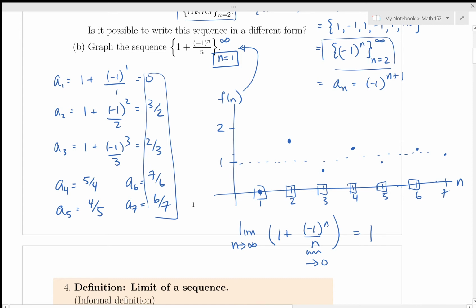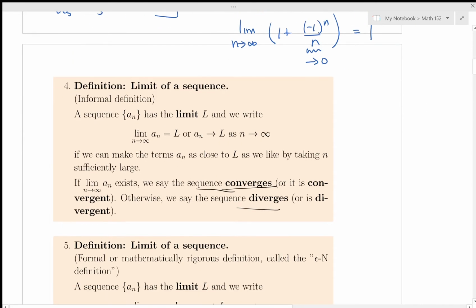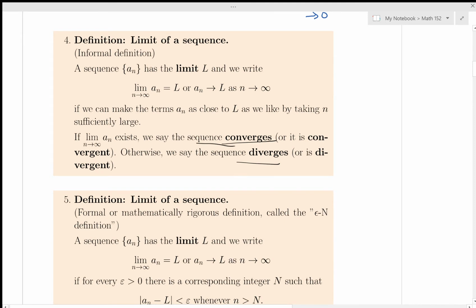Okay, so we just did a limit, in fact. So now we're going to have a bit more of a definition of that. This is an informal definition of the limit of a sequence. The sequence a_n is defined by whatever rule that is, how you compute a_n. It has a limit L, and we write that the limit as n goes to infinity of a_n equals L, or a_n approaches L as n approaches infinity, if we can make the terms of a_n as close to L as we like by taking n sufficiently large. If the limit exists, and this is going to be an important word, we say that the sequence converges, and otherwise it diverges.